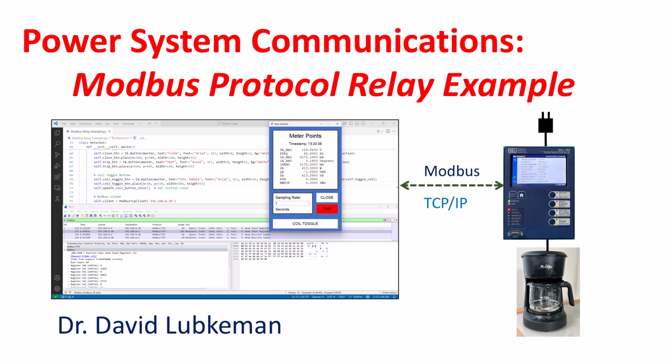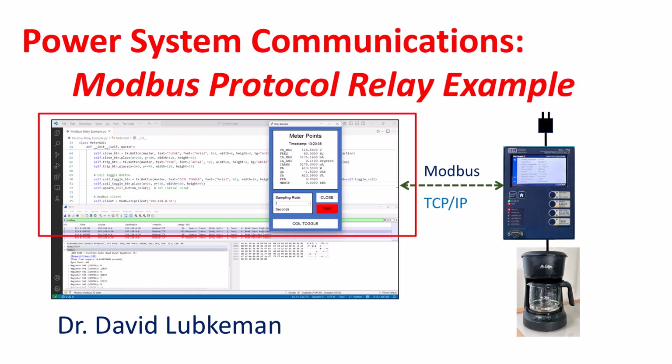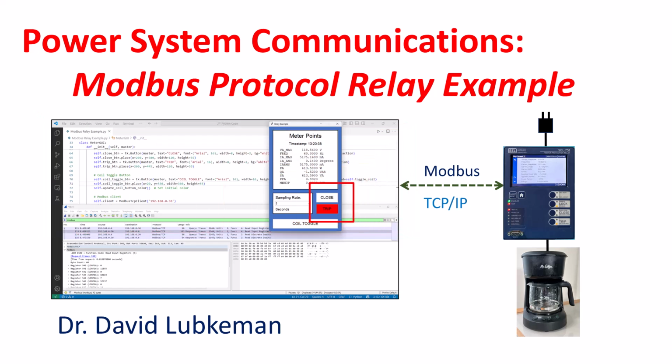In this presentation, I'll demonstrate how to use the Modbus protocol to communicate with a power system protection relay. We'll begin with an overview of the relay's communication features and the physical connections required. Then in the first part of the Modbus example, I'll show how to transfer protection metering data to a SCADA application written in Python. Next, we'll explore how to read discrete status points and send binary commands to the relay.